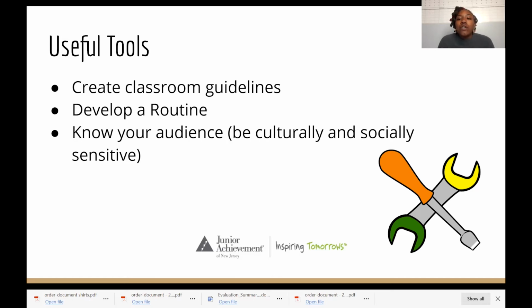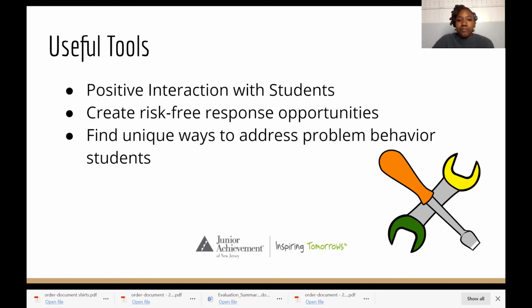And also, you want to know your audience. And so when you're working in inner cities, you have to understand that there are cultural and social issues that are going on. You want to holistically look at your students. And so before disciplining them or setting guidelines or making any sudden changes, you want to know who you're working with and how that may affect them.